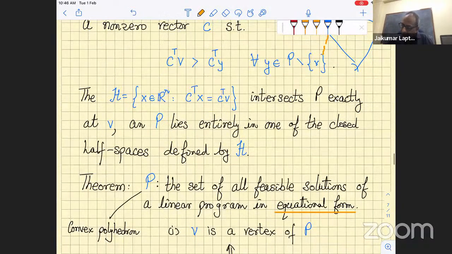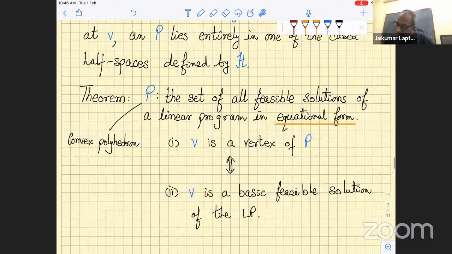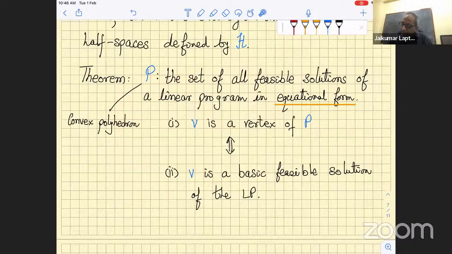So that's what I've tried to say. If you look at this hyperplane, those points which have the same objective value as the special point v, P lies entirely to one side, and of course it intersects only at this vertex. Any questions so far?